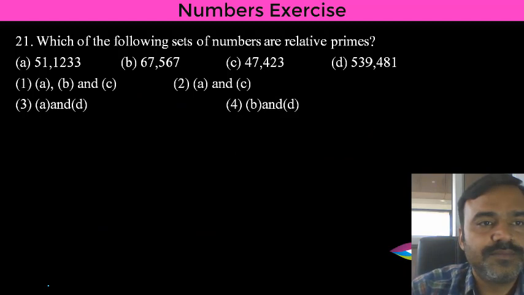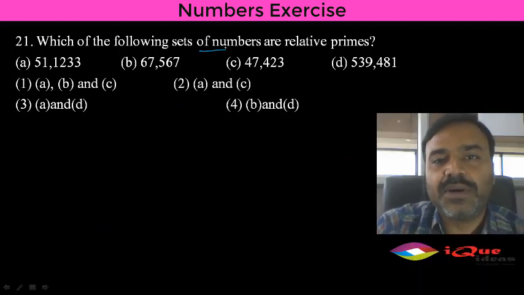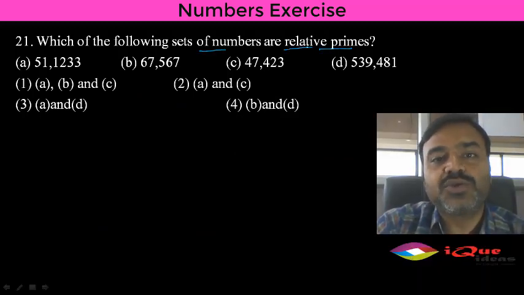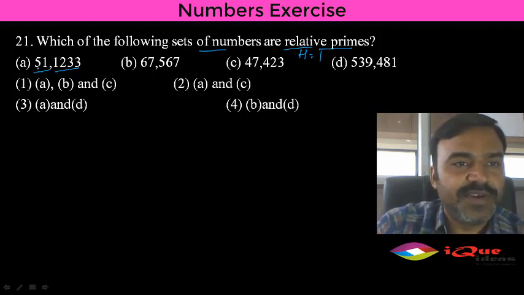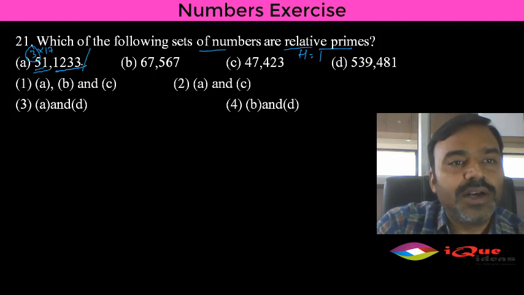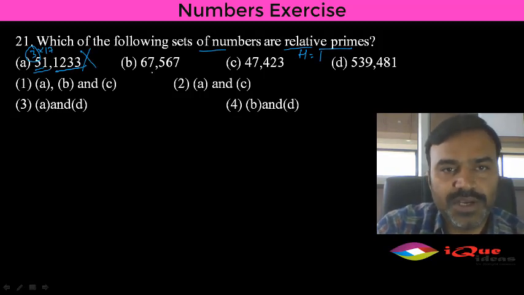Let's go to the next one now. Which of the following sets of numbers are relative prime? Relative prime means co-prime. Co-prime means HCF equal to 1. So look at the options. 51 and 1233. The simplest way would be, check 51, it is 3 into 17, and 1233 is divisible by 3, so they are not relative prime. Similarly, 67 is just 1 into 67. There is no other factor as a prime number.